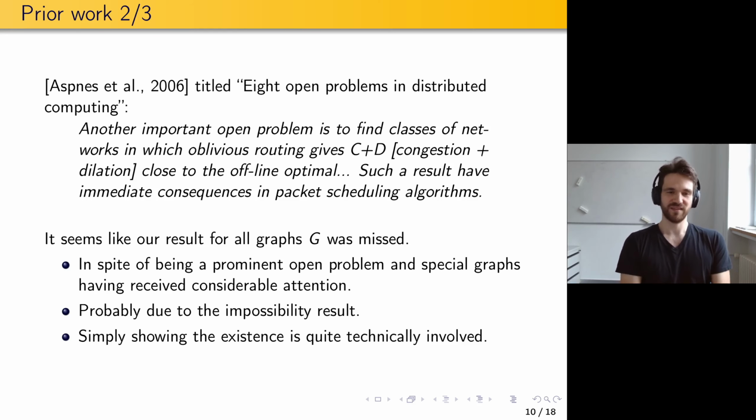Moreover, this oblivious makespan minimization was listed as one of the 8 open problems in distributed computing by Aspnes et al. in 2006. They say another important open problem is to find the classes of networks in which oblivious routing gives congestion plus dilation close to the offline optimum. Such a result has immediate consequences in packet scheduling algorithms.